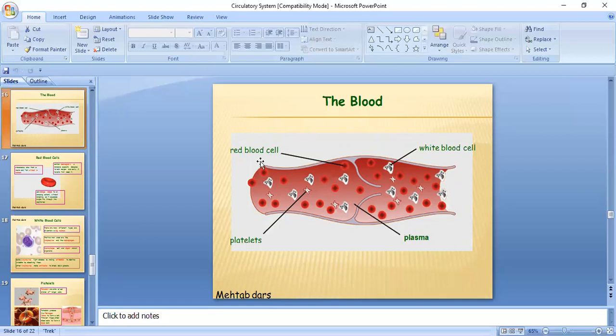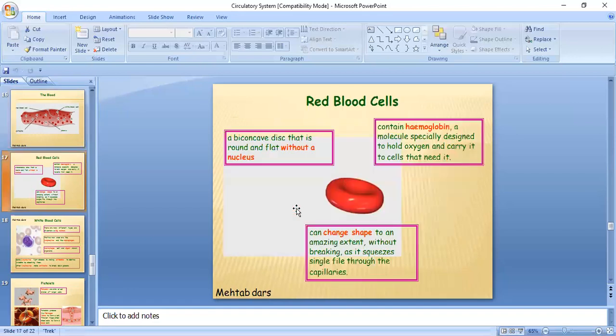Red blood cells are red, pigmented due to the presence of oxygen. White blood cells help in killing the germs, and platelets are spindle shaped. There is no particular cell for the platelets. Now again we will describe the red blood cells. They are biconcave discs, that is round and flat, without a nucleus, and contain hemoglobin, a molecule specially designed to hold oxygen and carry it to cells that need it, and they can change shape to an amazing extent without breaking as they squeeze single file through the capillaries.